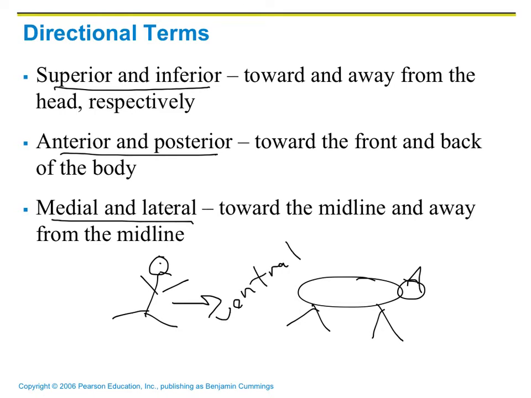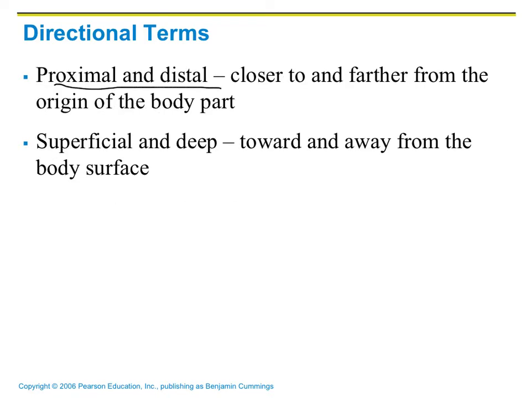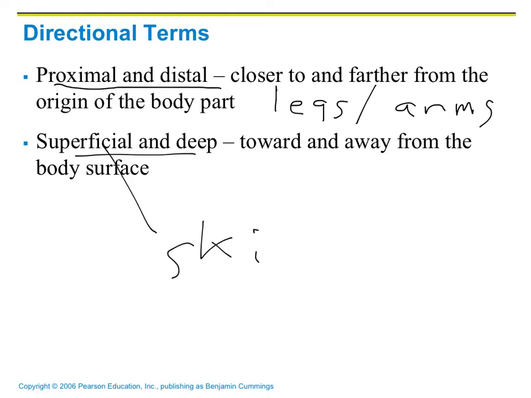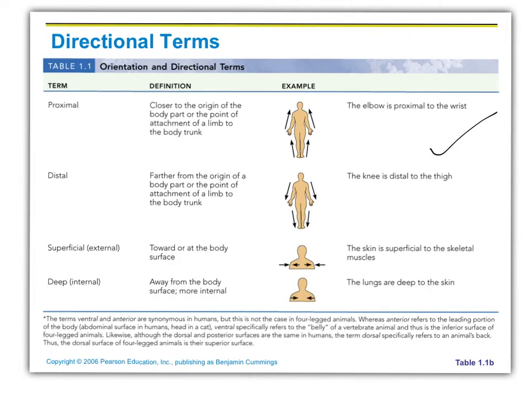Whereas in a cat, its belly or ventral surface is pointing inferiorly, and its back or dorsal surface is pointing superiorly, where your back or dorsal surface is pointing posteriorly. Other terms are proximal and distal, which again are used only for 2 points on the legs or arms, and superficial and deep, where the most superficial organ we usually mention is the skin. Helpful, and I encourage you to examine here on the right.